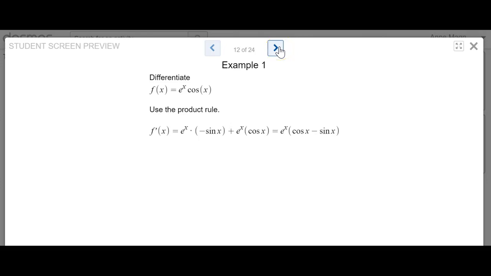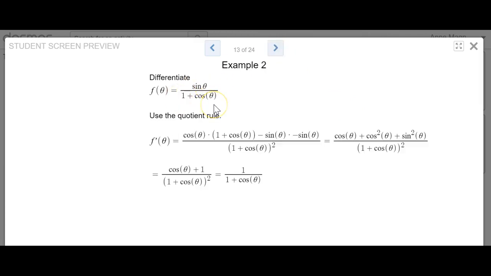So let's use these as an example. You're not going to have to derive them, but it's good to know. So e to the x times cosine x. We'll need to use the product rule. So we're going to take the first factor times the derivative of the second factor plus the derivative of the first factor times the second factor. And I simply get e to the x times the quantity cosine x minus sine x.